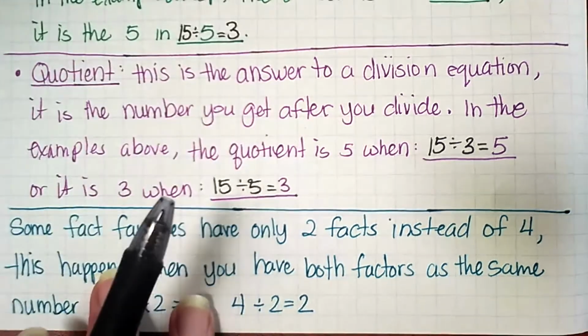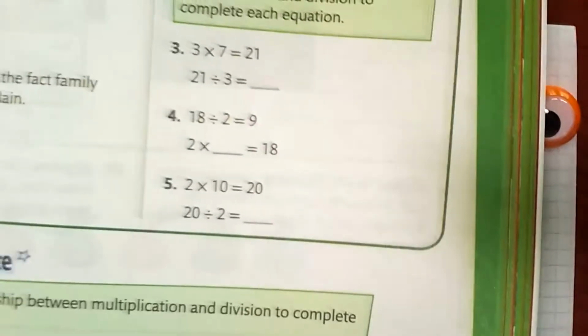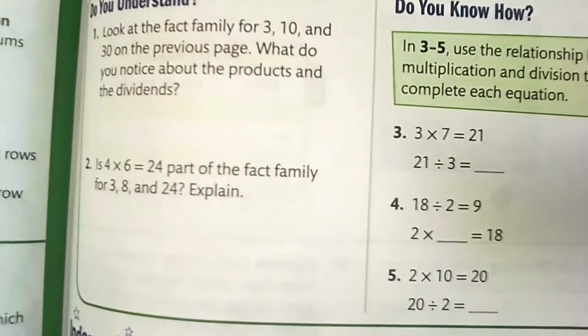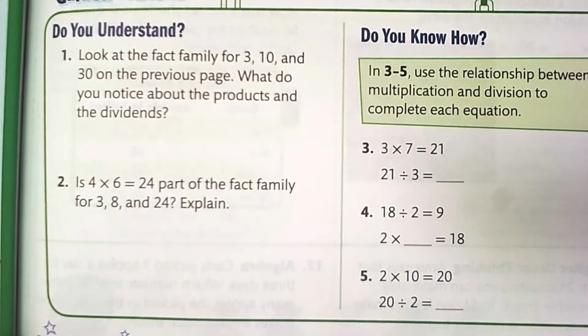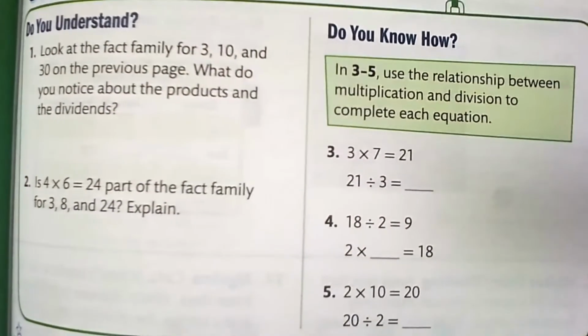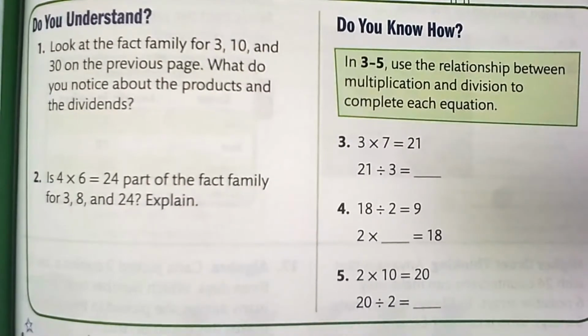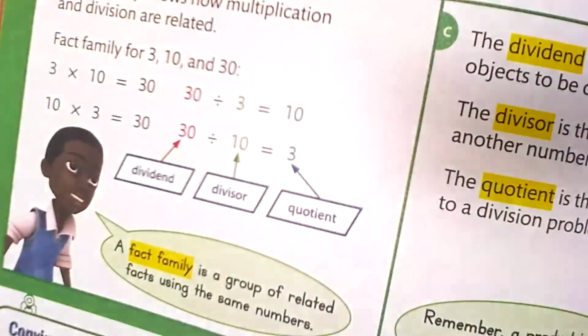Now let's go ahead and take a look at your guided practice questions. Your first guided practice question asks, bring over our book, says, look at the fact family on the previous page for 3, 10, and 30. What do you notice about the products and the dividends? Now remember, the product is the answer to a multiplication problem, and the dividend is our whole number that we're going to divide or break apart.